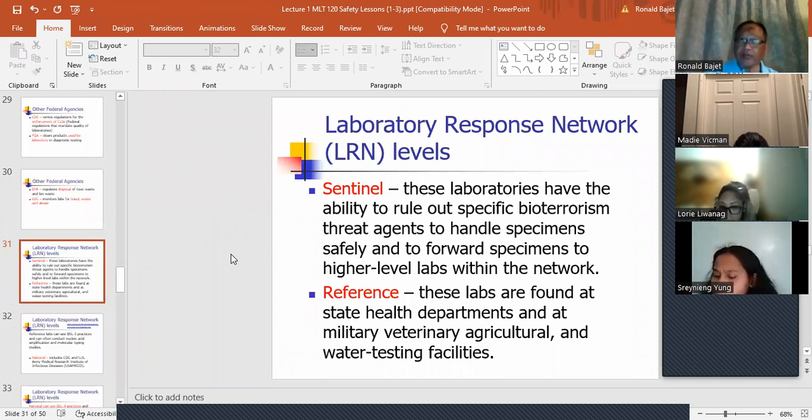So the Sentinel level is the lowest level, like the hospital laboratory. If you have a suspicious organism, like I think it's anthrax or I think it's brucella, then you send it from Sentinel to the reference laboratory. These laboratories are like the public health laboratory, the state laboratory. And if they have a pretty good suspicion that they're confident that it is anthrax or it is brucella organism, then they will send it to the national.